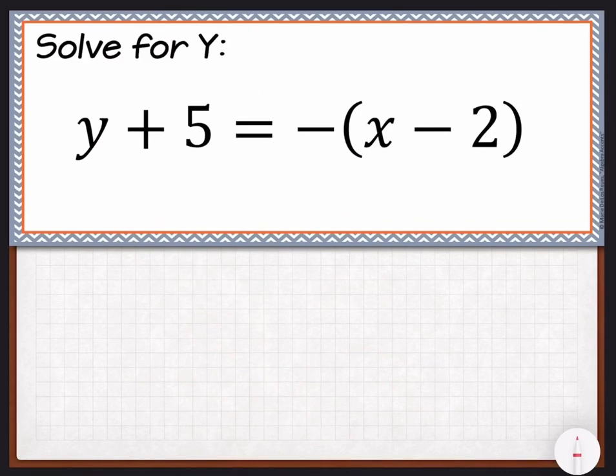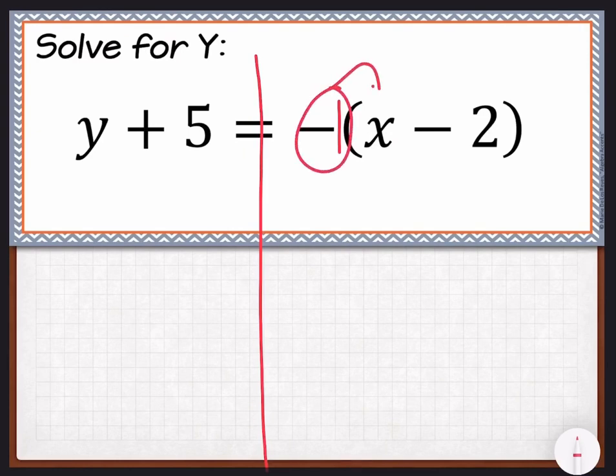Okay, take a look at this example. Negative parentheses x minus 2. Remember, when you don't see a number, and normally you will see a number, but if you don't, it means it's 1. So in this case, it's -1. So we are going to distribute a -1 inside the parentheses.